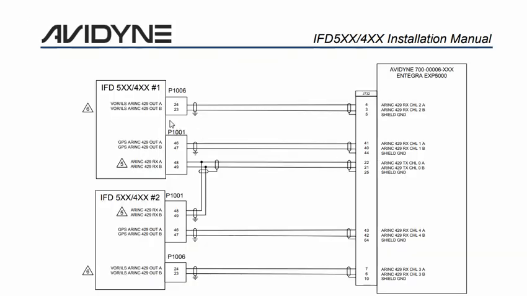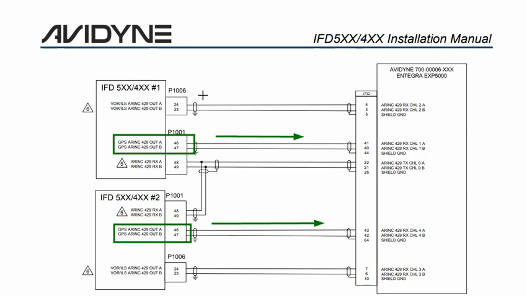So if we go back to our drawing, that takes care of our VOR ILS ARINC 429 outputs. We've also got, if you look here, GPS ARINC 429 outputs, again on both IFDs, the number 1 and the number 2. It's important to bear in mind that these are outputs. These are all outputs from the IFD to the PFD. So all 4 of the lines we've talked about so far are all outputs from the IFDs going into the PFD.